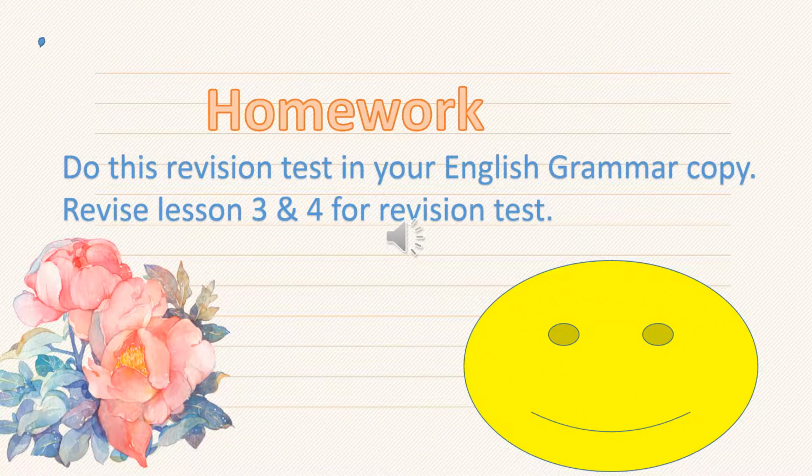So this was your revision test. Now this is time for homework. You have to do this revision test in your English grammar copy. And you have to revise lesson 3 and 4 for your next revision test. In all the exercises, you don't need to draw any kind of picture. Copy only the alphabets and complete in your English grammar copy. Don't forget to write revision number 1, date of the revision, and give question numbers to each question. Write in a very neat handwriting.